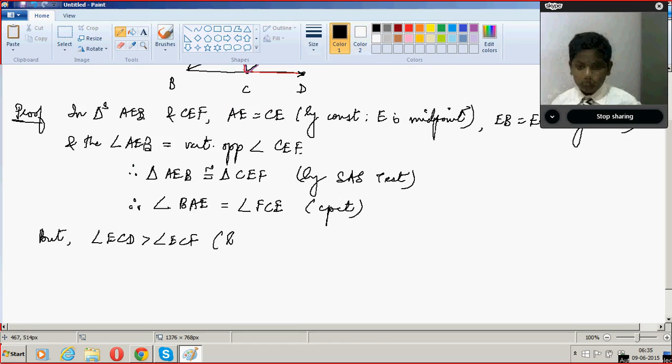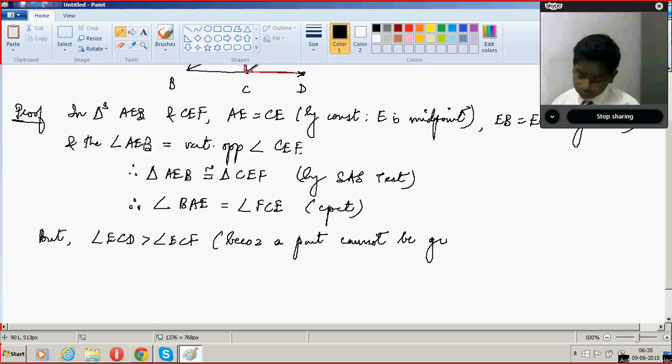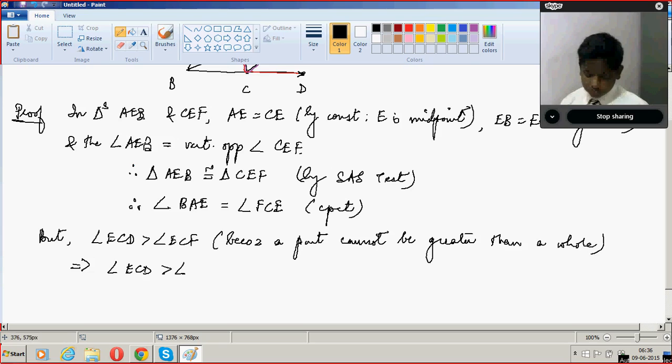So we have to write that, because a part cannot be greater than a whole, which implies angle ECD is greater than angle BAE, which in turn implies angle ACD is greater than angle BAC. You agree with these?